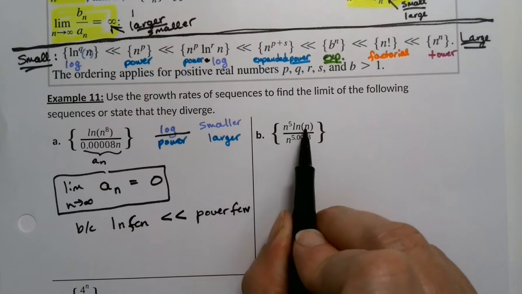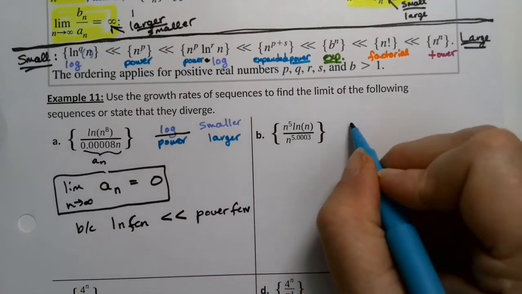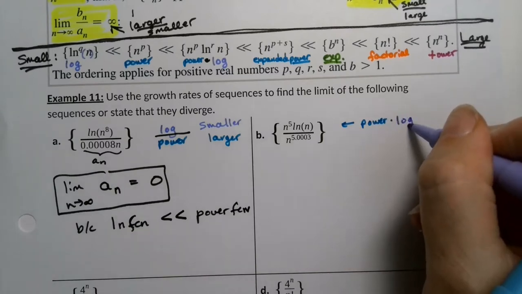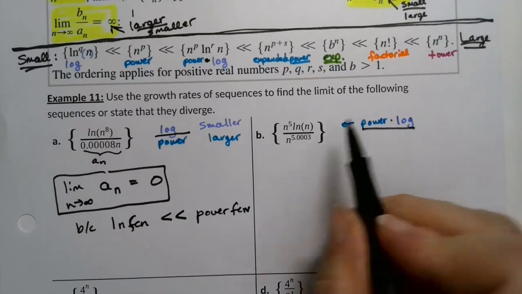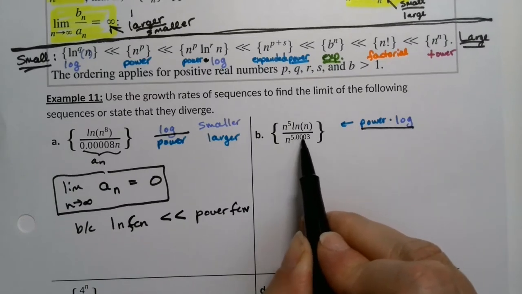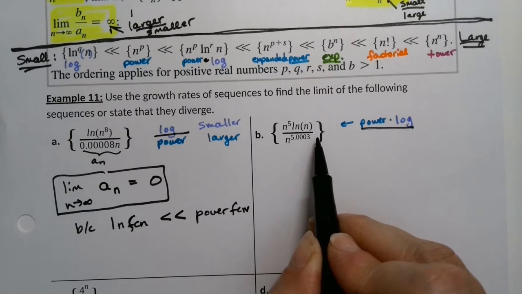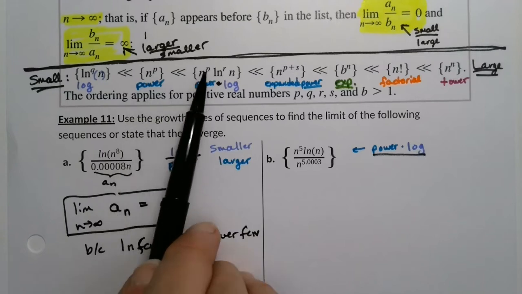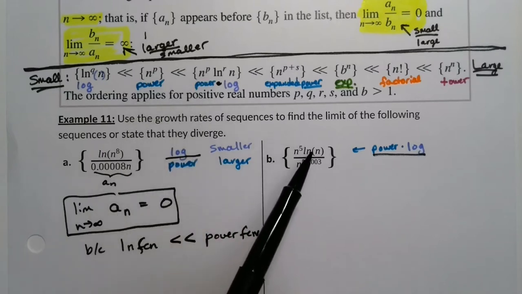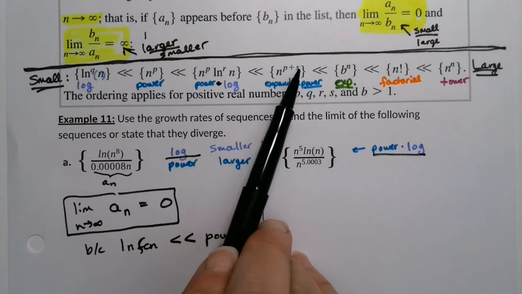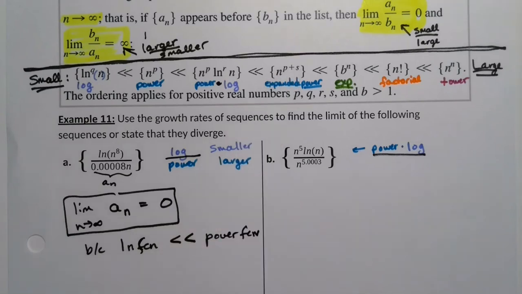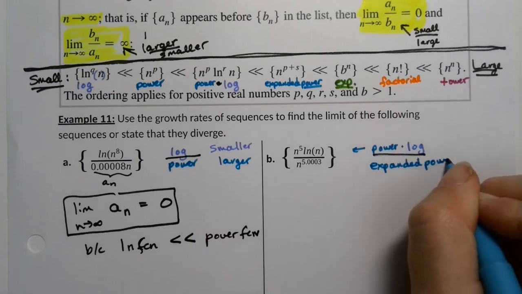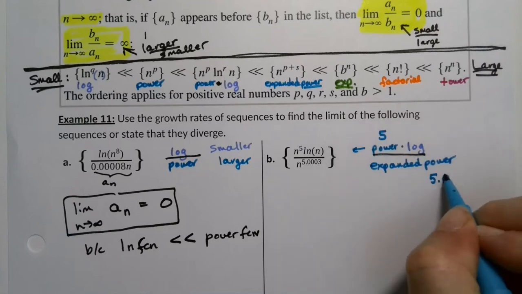Well, we've got a power times a log, right? So we have up here power times log, and we're dividing it by n to the 5.003, which is this one right here. So look what's happening. It's n to the p, n to the 5, times that log, but then it's n to the 5.003. So s is 0.003. It's a sneaky one. This is an expanded power, right? We're taking the same power. This was 5, and then we're making it 5.003.